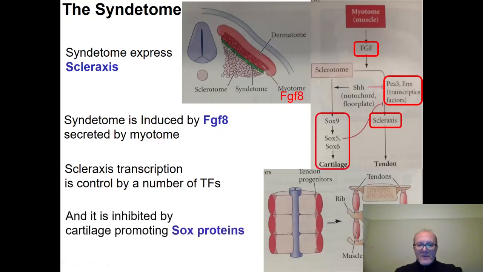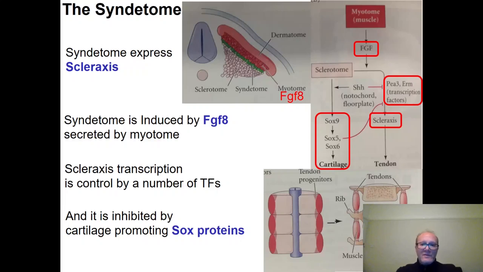Okay. Here it is important to notice as well that the cells of the sclerotome, on the other hand, express a number of SOX genes, SOX proteins if you want, and these SOX proteins in the sclerotome inhibit the transcription factor that would otherwise induce the production of scleraxis. So in this way, the cells of the sclerotome avoid becoming syndetome.